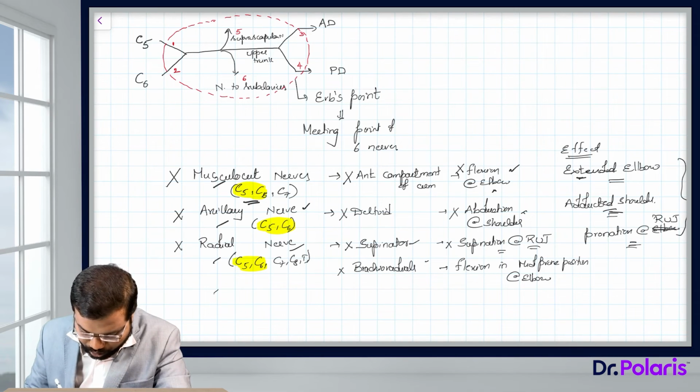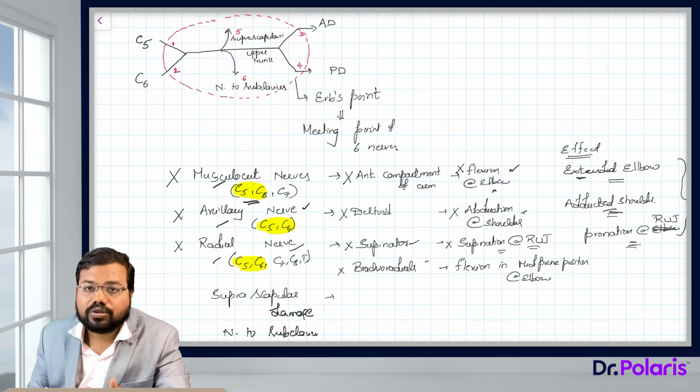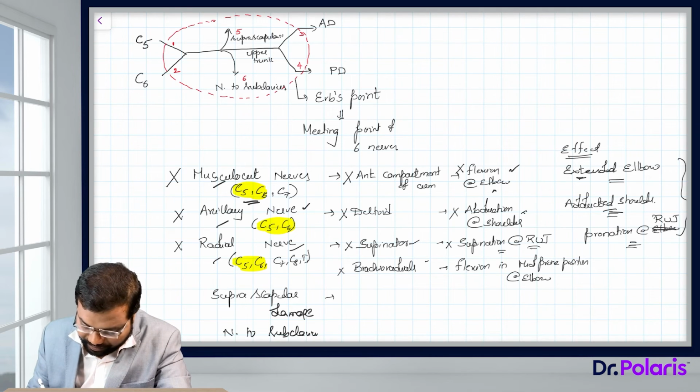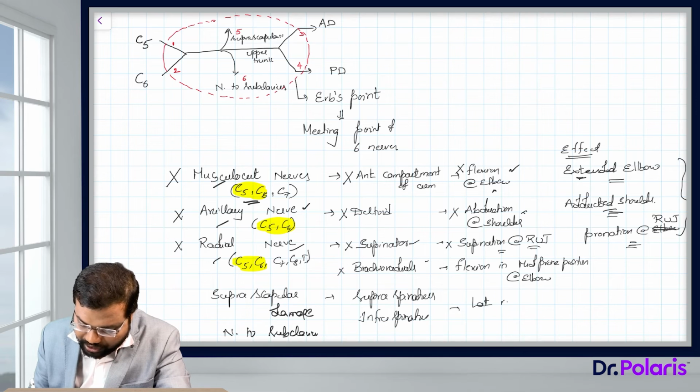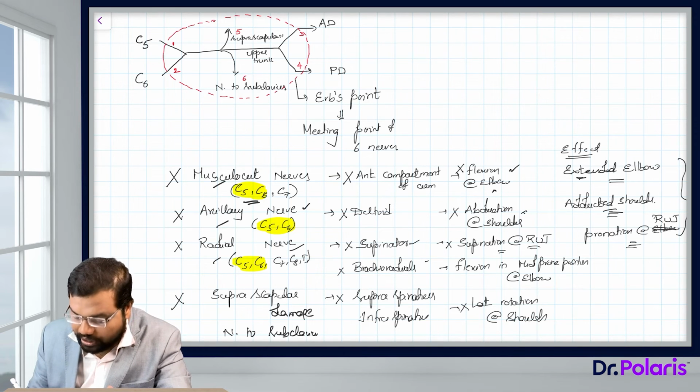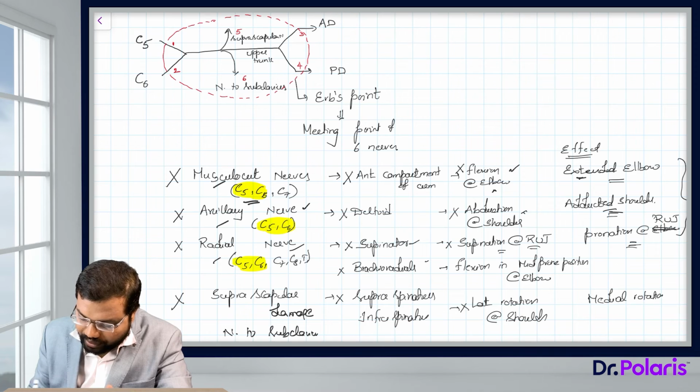Apart from these, there is damage to the suprascapular nerve and the nerve to subclavius, because they are also branches. The suprascapular nerve supplies the supraspinatus and infraspinatus. These are lateral rotators of the shoulder joint. So whenever there is damage to these nerves, there is no supply to supraspinatus and infraspinatus, and there will be no lateral rotation of the shoulder joint. That causes medial rotation, and that is also one of the features of policeman's tip.